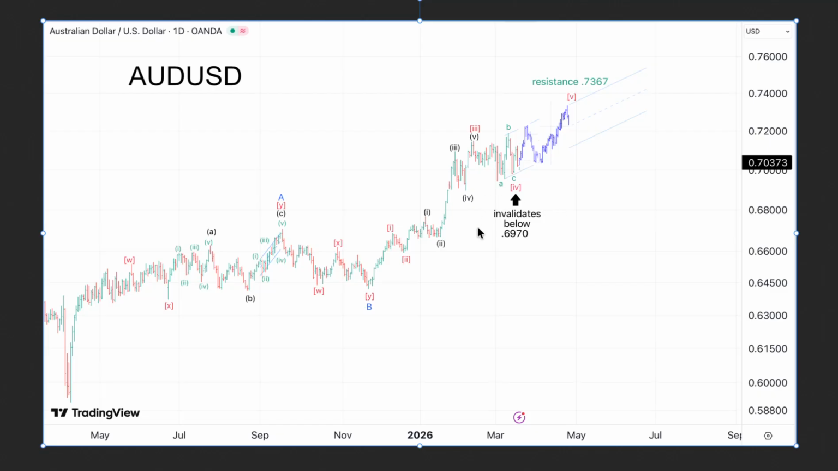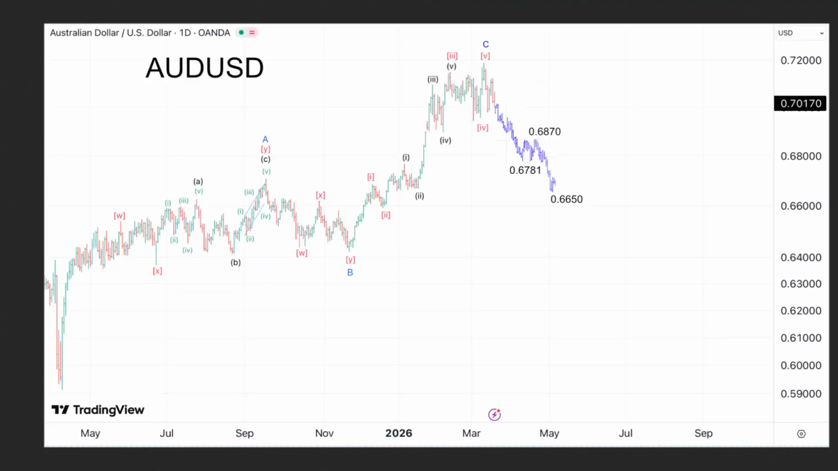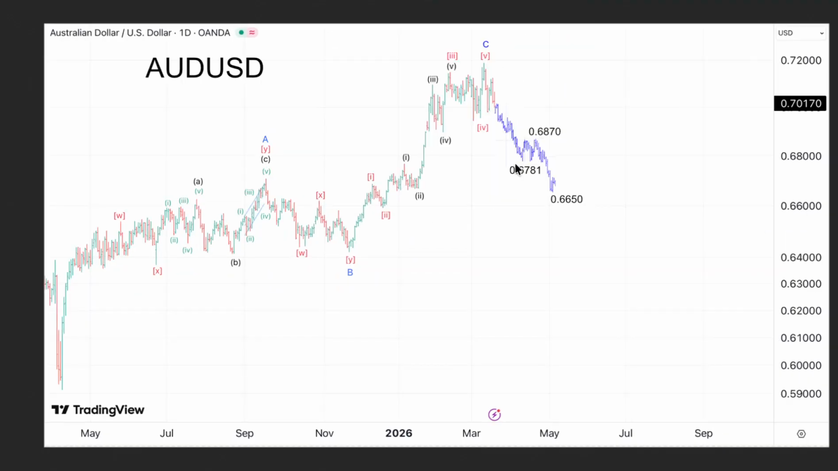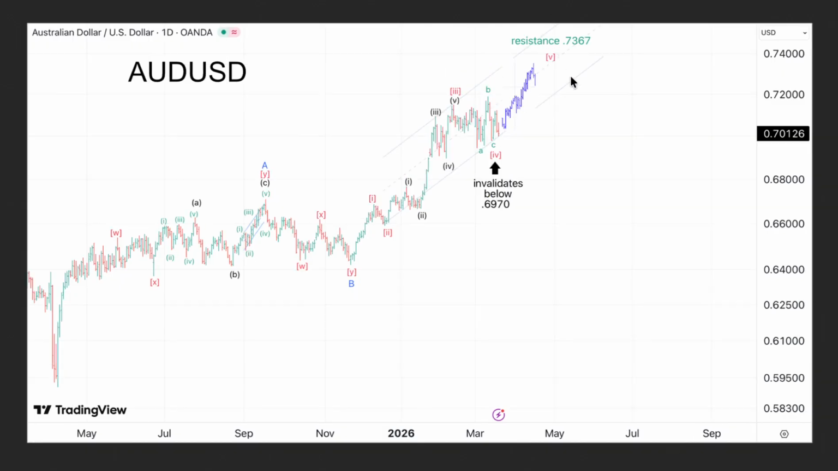But like we said, I've been reiterating, 0.6970 is a very, very key support level. If it breaks, this is going to be the result. If it doesn't break, these are our two options. If it breaks, we're going to see our first sign of relief will be 0.6781, followed by a true larger degree support at 0.6650. But if it does not break 6970, these are our two options.